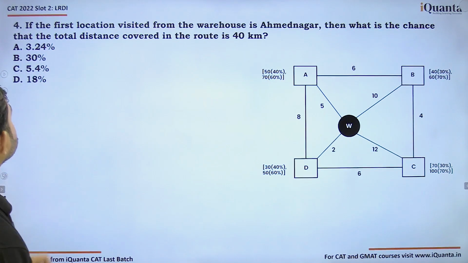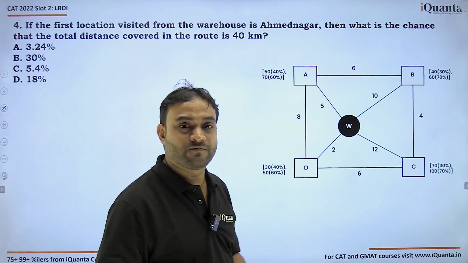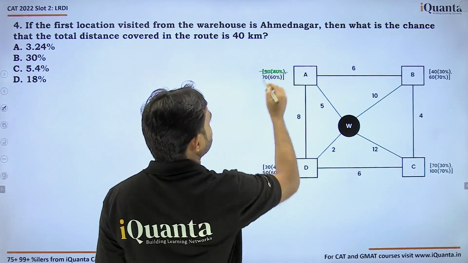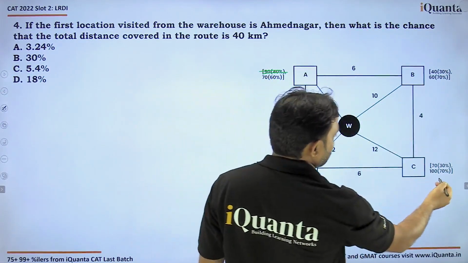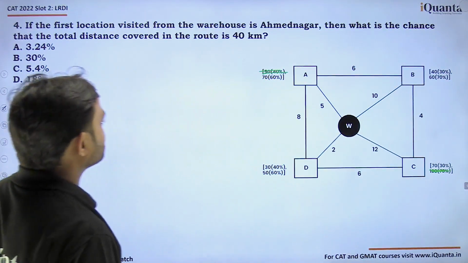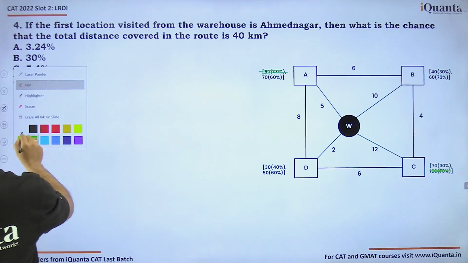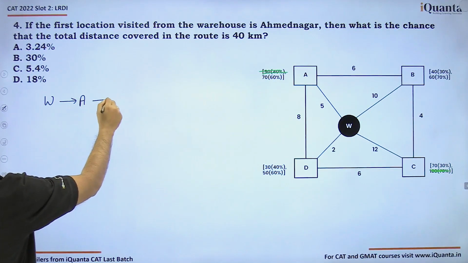Fourth question, it says if the first location visited from the warehouse is Ahmednagar, then what is the chance that the total distance covered in the route is 40 km? So see, if you are choosing Ahmednagar as the first location, it cannot be 50, it can only be 70, and after it must be C, and it cannot be 100 because the demands must be in decreasing order. So we are starting with W. From W, we are going to A, then we are going to C.